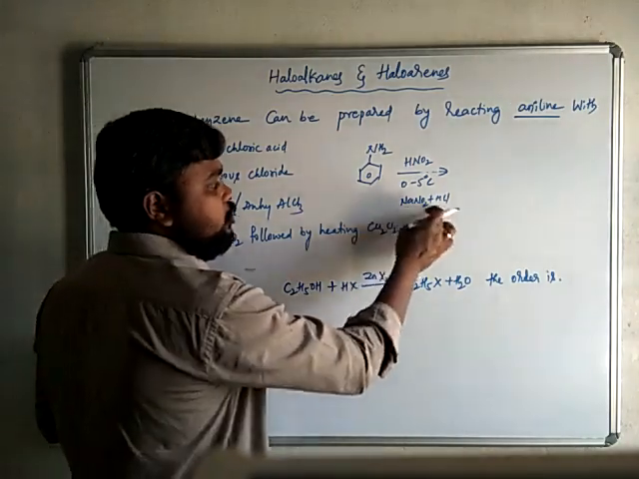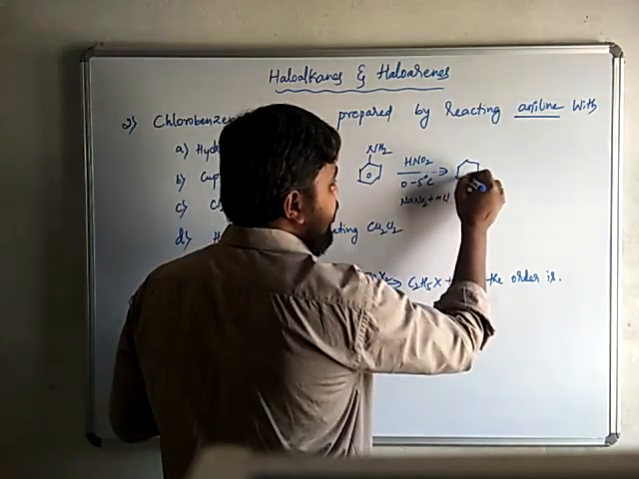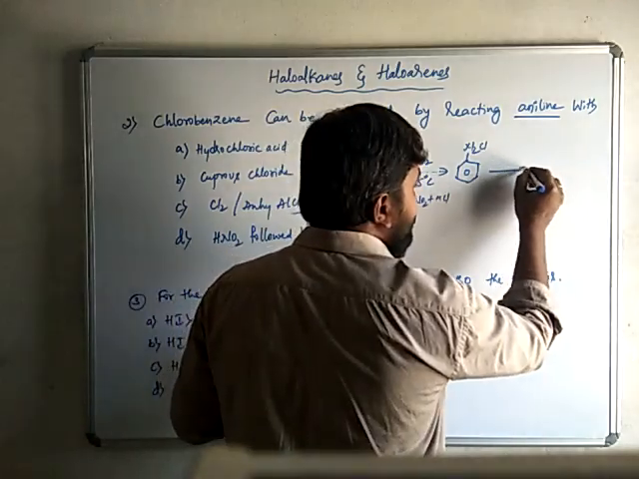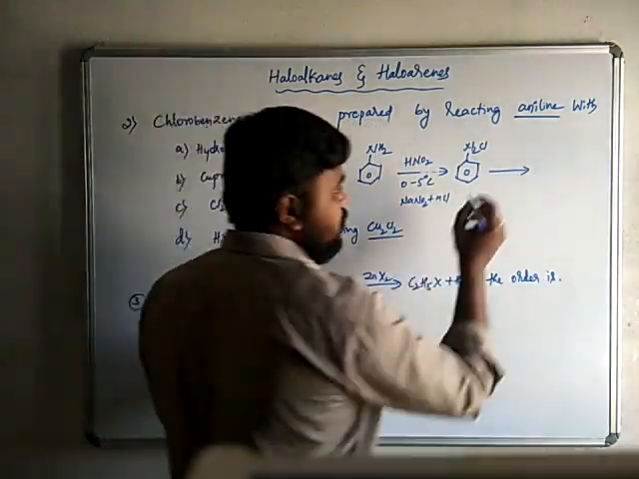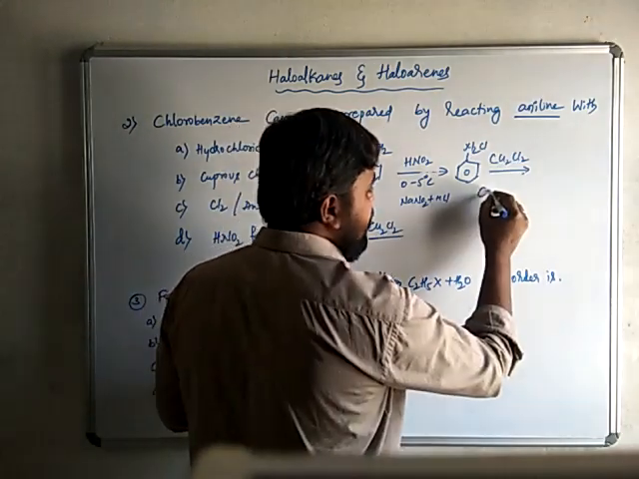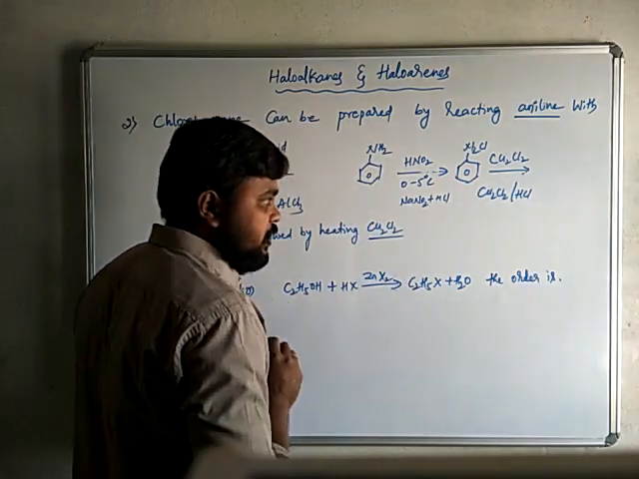So these two react together, giving nitrous acid. First it forms benzene diazonium chloride. This benzene diazonium chloride reacts with cuprous chloride, that is Sandmeyer reaction. So that is Cu2Cl2, or you can take Cu2Cl2 in HCl. This also can be taken.